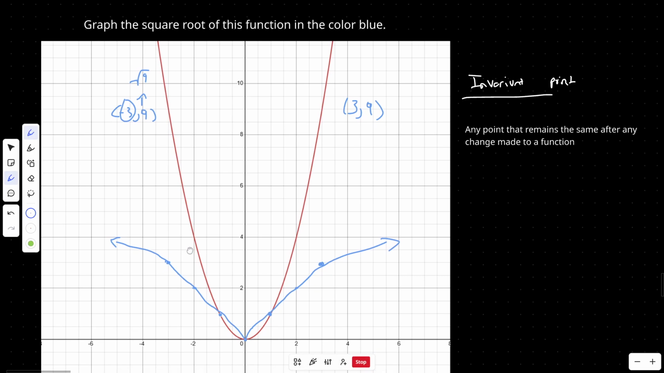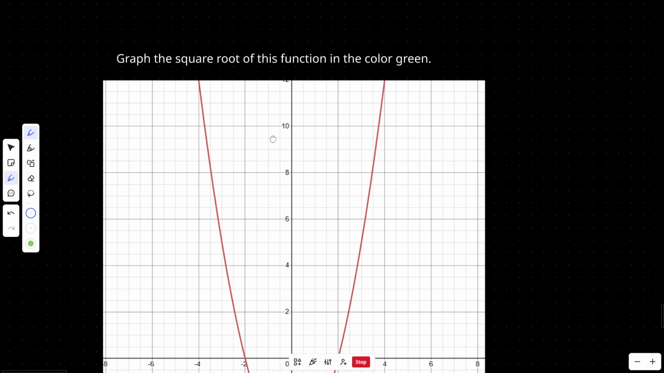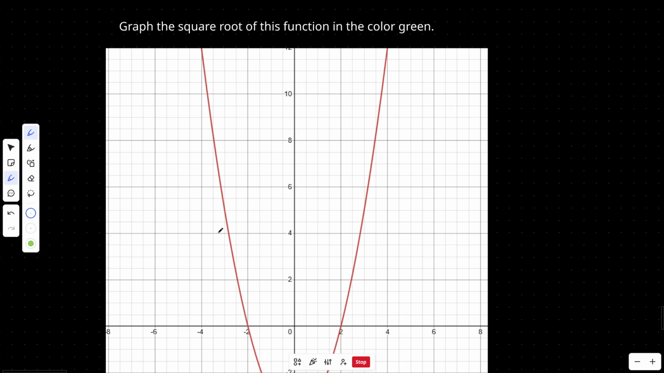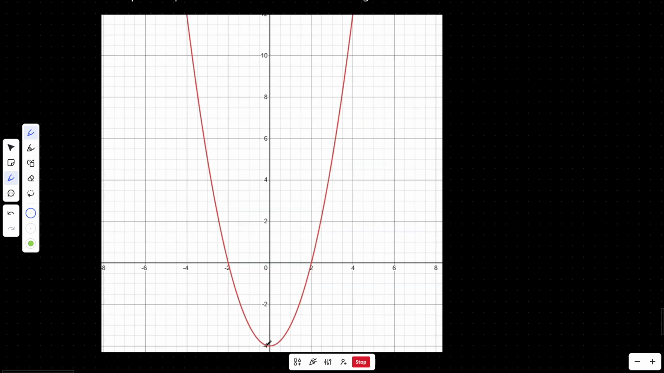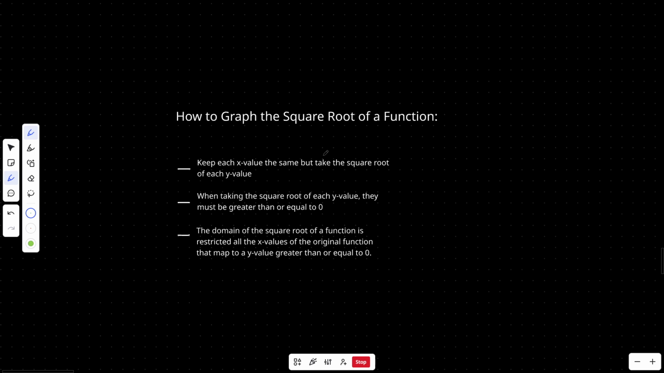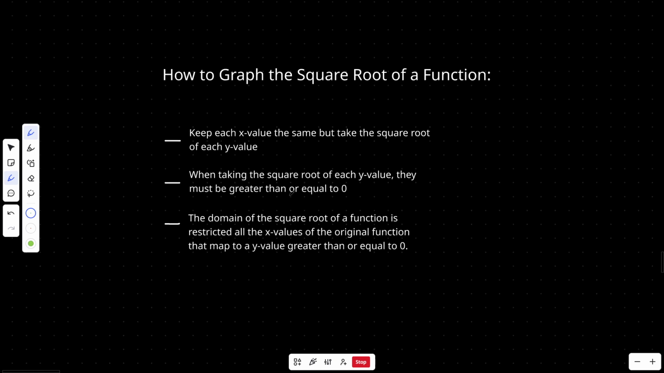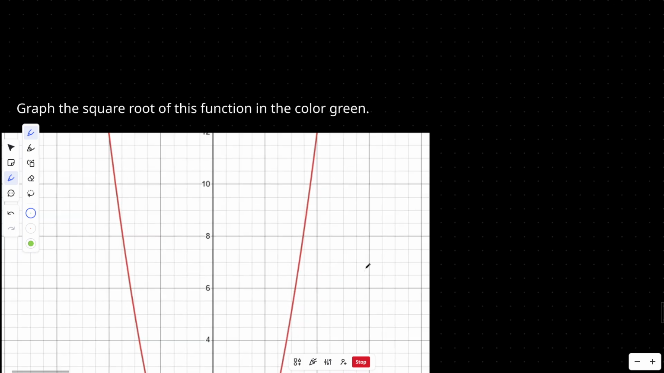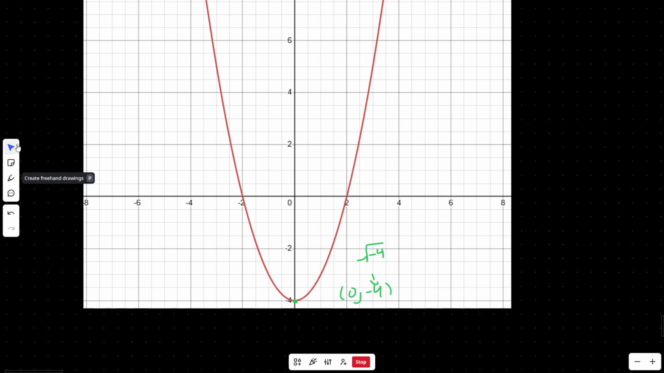Let's move on to the next question here. Graph the square root of this function in the color green. Let's do that really quick. Let's start off by checking the point 0, -4. Let's try to take the square root of -4. That's not possible. If you remember from our point above, when taking the square root of each y value, they must be greater than or equal to 0. Since this y value is at -4, that won't be possible. So we're not able to take the square root of -4, so we're going to leave that out for now. And let me get rid of these right here.